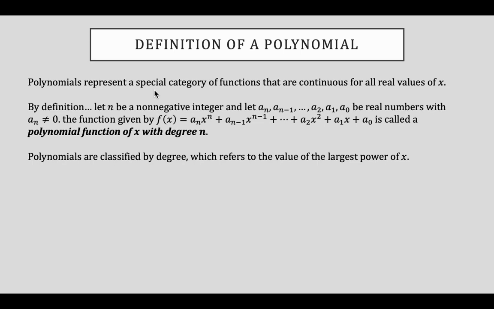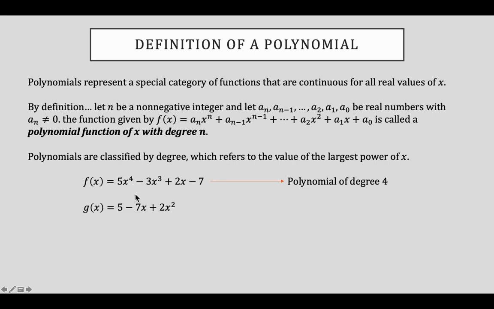Now, that's all very complicated, it seems, okay? But you guys have seen polynomials before. And so the best way to consider polynomials is to think about them in terms of their examples, right? Polynomials are classified by degree, which refers to the value of the largest power of x. All right, so key things with polynomials: we're going to have different powers, and the highest power tells us the degree. This is a polynomial of degree 4. Why is this a polynomial of degree 4? Well, our highest power of x is raised to the 4th power.